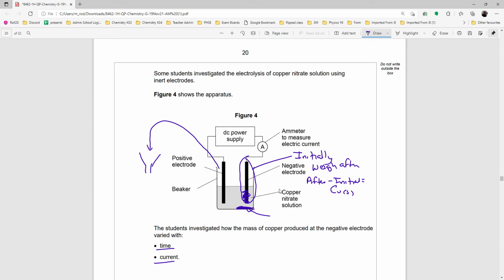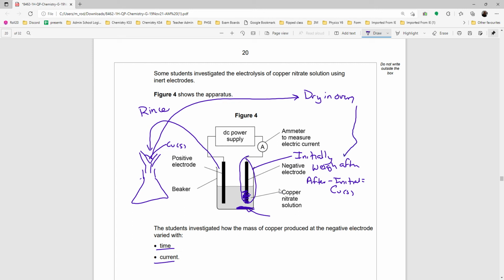through a filter paper, and then I am going to have my copper there. But I'm going to have to rinse it as well to remove any of the copper nitrate solution. And then after that, I'm going to have to take my copper and dry it in an oven. Before I say anything else, I should probably also say, before I weigh the electrode, I will also need to dry it completely. And that way there's no copper nitrate solution left on that will also interfere with my mass.